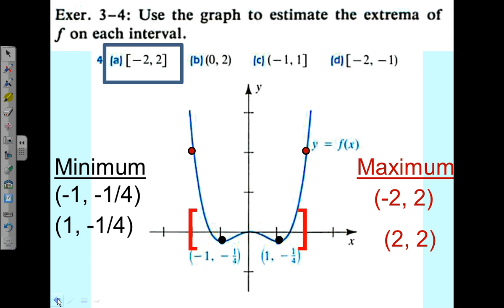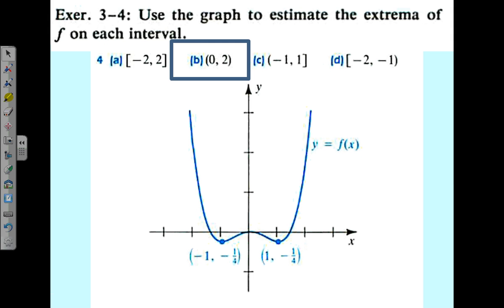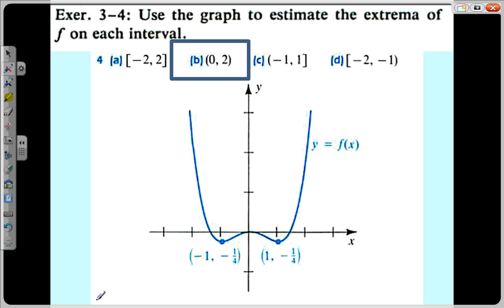Well, let's try this one. On this one, 0 to 2. So you have an open interval from 0 to an open interval on 2. Okay? Can't include 2. So I have an open interval and an open interval.